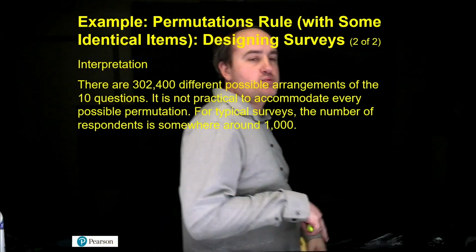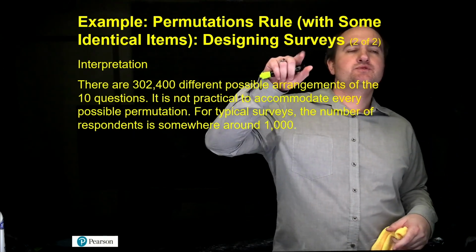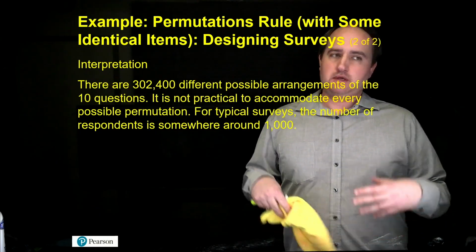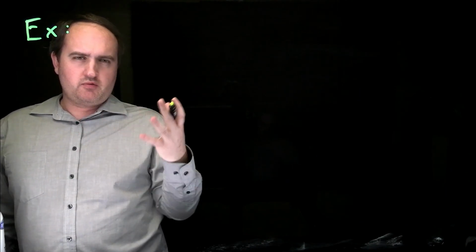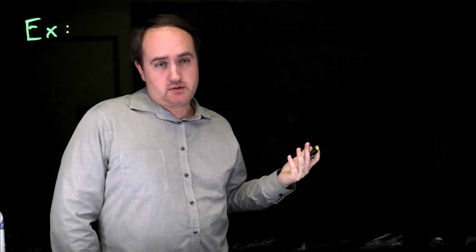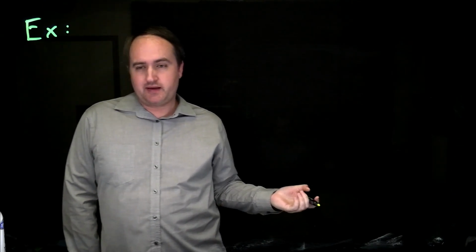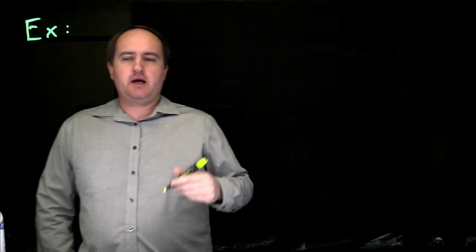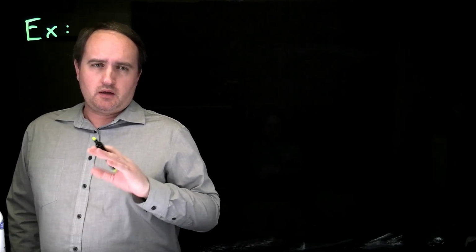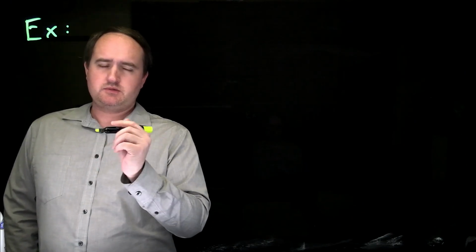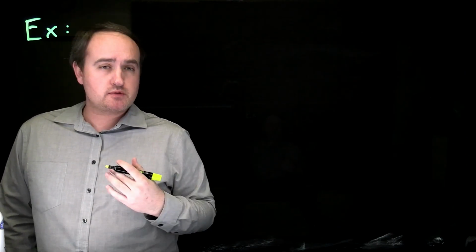Okay, and then I just wanted to do one more example of the permutations rule with some identical items. This example is not on the slides. I'm just going to make this up on the spot. So let's do an example on the number of ways we can arrange the letters in a word where some of the letters are the same. For the sake of expediency, which means getting this done relatively quickly, I'm just going to choose a word that I happen to see on my computer screen.